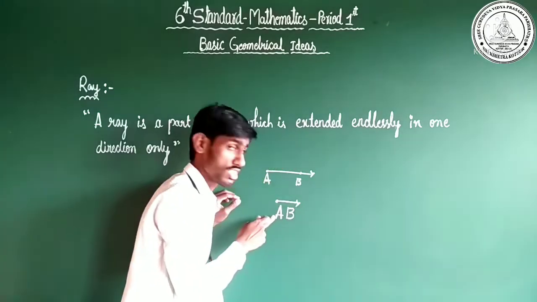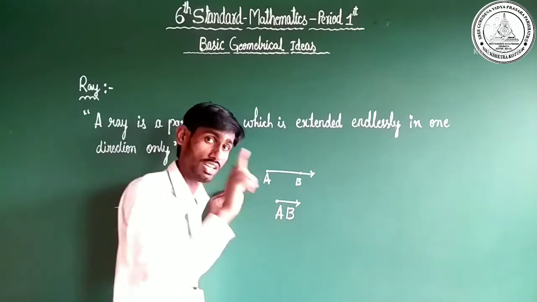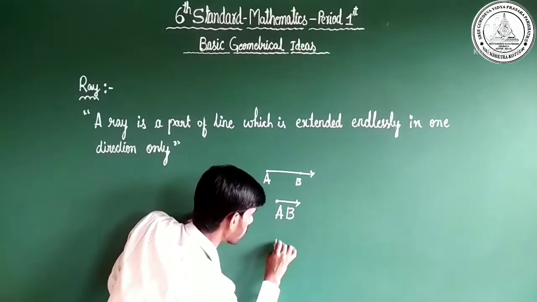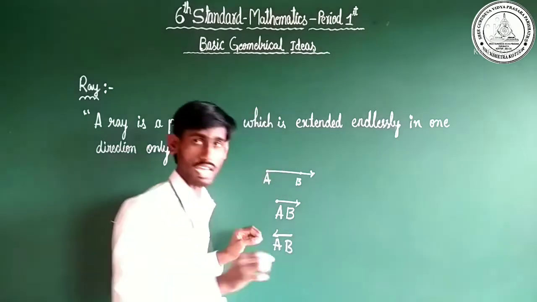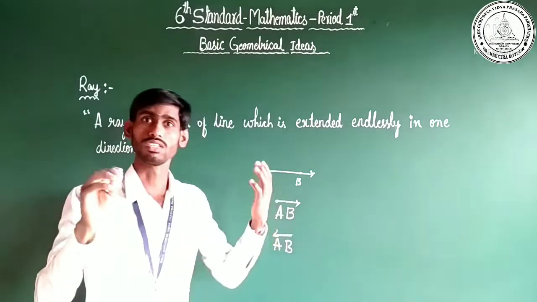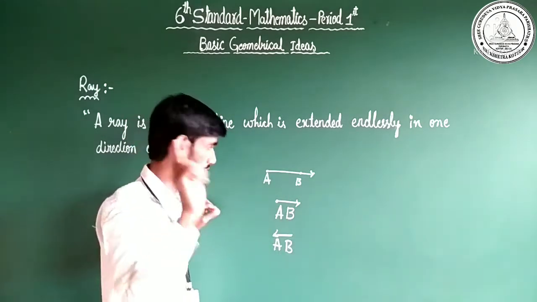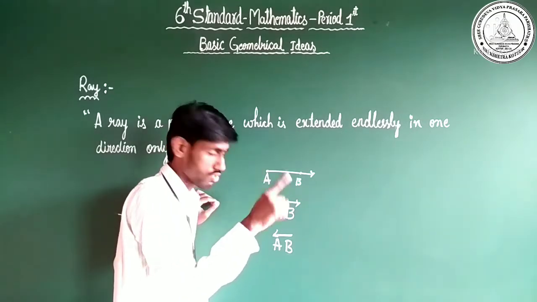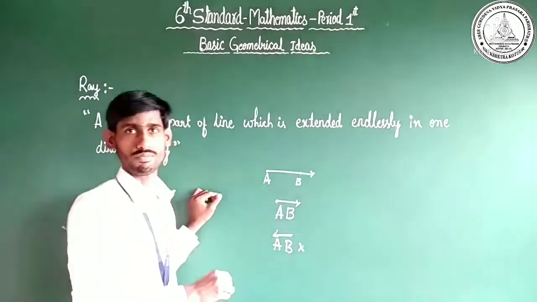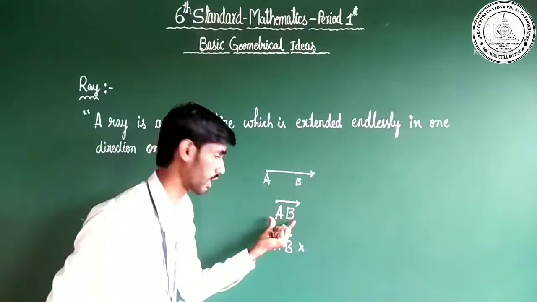Which is the starting point in the ray? A is the starting point. Dear children, don't write like this. What does it indicate? It indicates the starting point is B, but the actual starting point of the ray is A, not B. So it is the wrong answer. So the proper representation of the ray is AB.